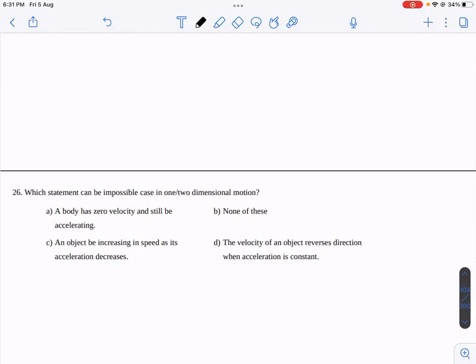Okay, do this one and we'll wind up. Which statement can be impossible case in 1 or 2 dimension? A body has 0 velocity and still be accelerating. Is it right or wrong? An object can have 0 velocity and still be accelerating. Yes, it can happen. Yesterday, I gave you an example. None of these, no. An object is increasing in speed as its acceleration decreases. Is that possible?